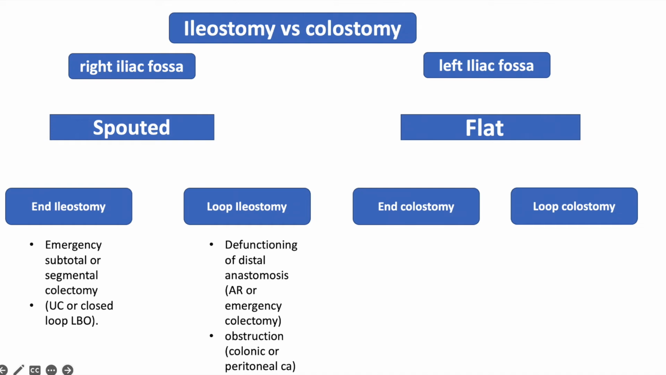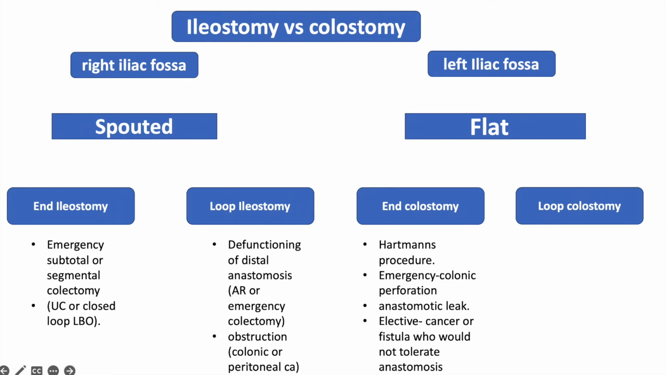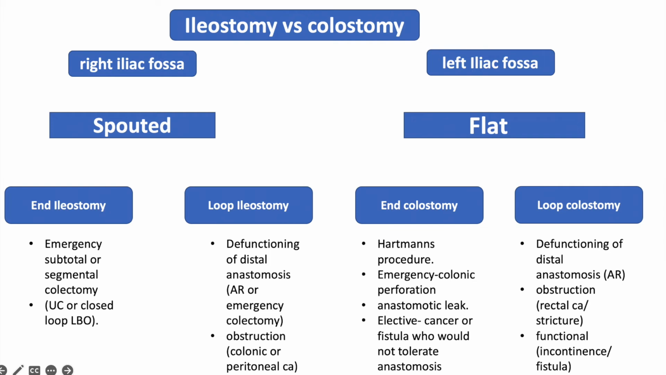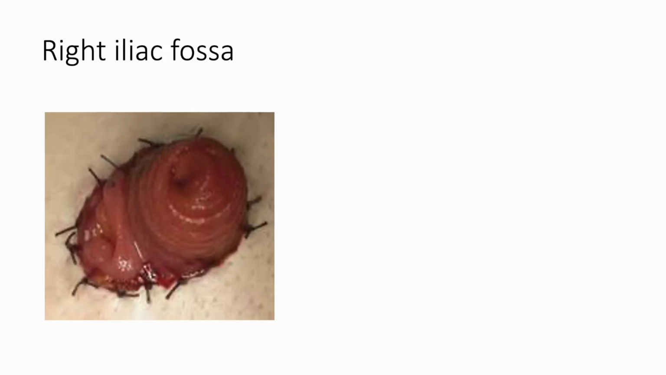It could be for saving an anastomosis, or for emergency colectomy, or abdominal resection, or maybe an obstruction like colonic or peritoneal cancer. End colostomy is helpful after removing a large part of the left colon. It could be after Hartmann procedure, emergency colonic perforation, anastomotic leak, or elective cancer resection who had not tolerated anastomosis. Finally, loop colostomy is also better for defunctioning, for example in distal anastomosis, obstruction, rectal cancer, or stricture, or functional incontinence fistula.